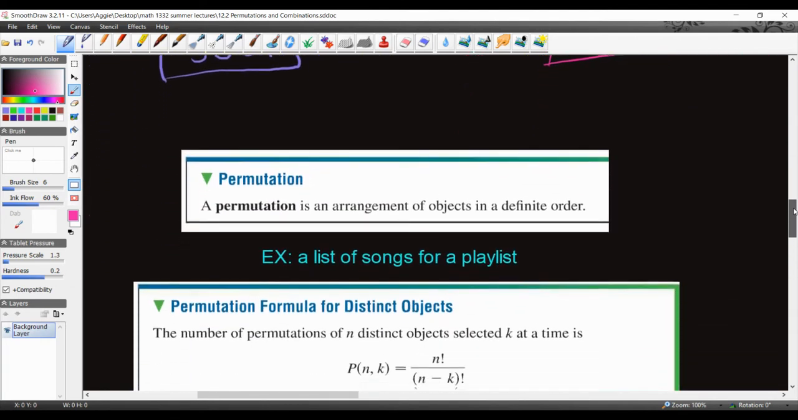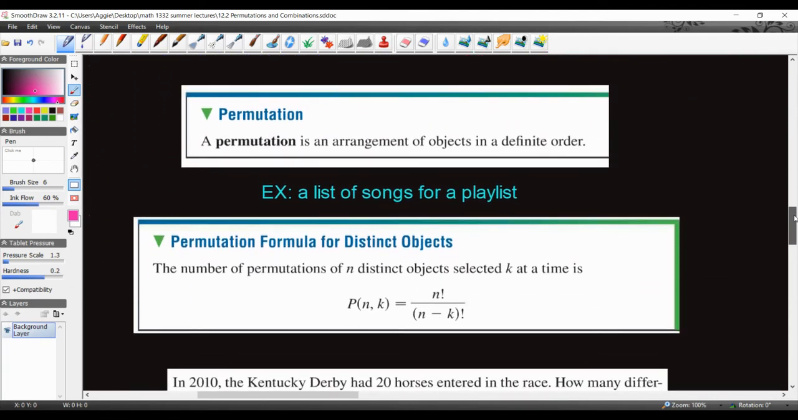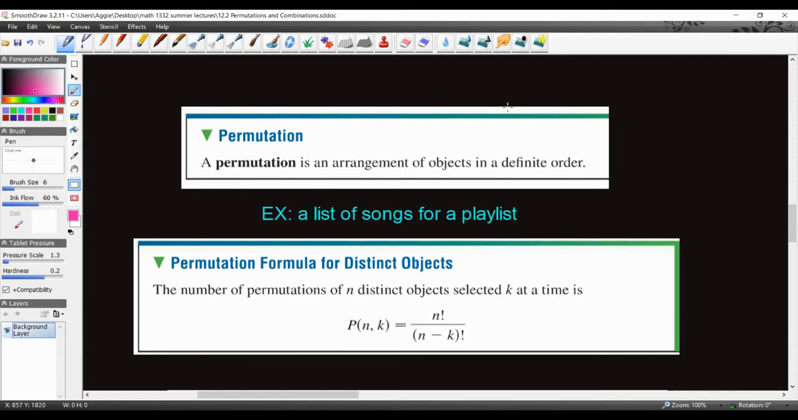So now we're going to our actual permutations. Permutations is what we use factorials in a lot of. A permutation is an arrangement of objects in a definite order. So for example, let's say you want to do a playlist of songs, you want them in a certain order. Like let's say you want the fast songs first and then the slow songs to help you go back to sleep. But that would be an example of a permutation.